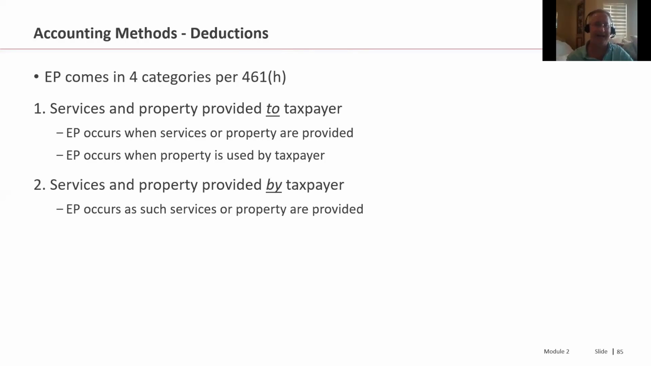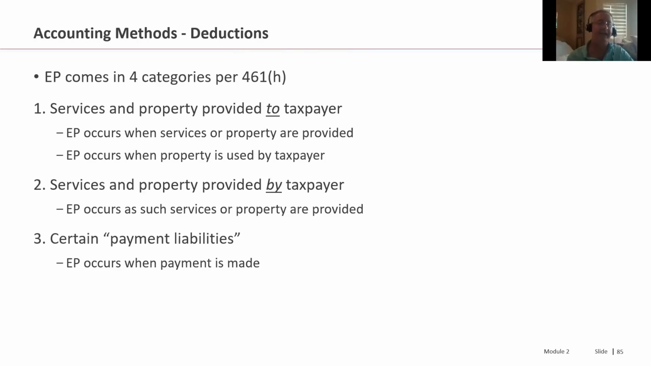Services and property provided by a taxpayer occur as such services or property are provided. We're going to do an example of that one because that's weird. When you think about it, when do you get to deduct costs? When you're providing services, but I'll show you an example. And then everything else falls within the category of payment liabilities. For payment liabilities, economic performance occurs when the payment is made. So all those other rules, when is service provided, when does use occur, none of that applies to payment liabilities. Economic performance occurs when the payment's made. The fourth catch-all is everything else, and currently the regulations say everything else is treated as a payment liability.